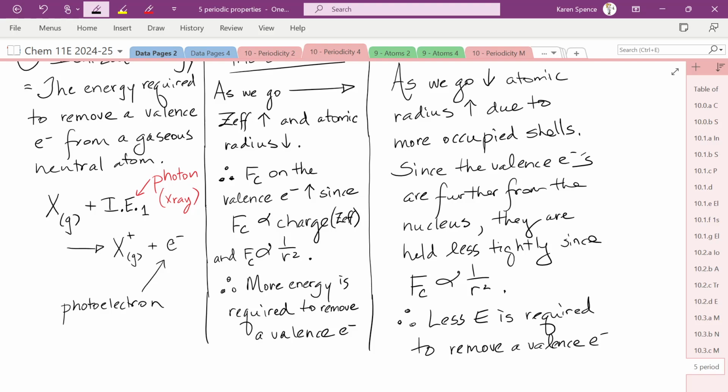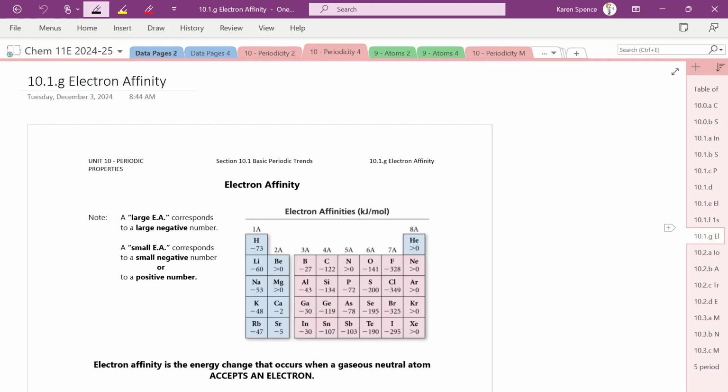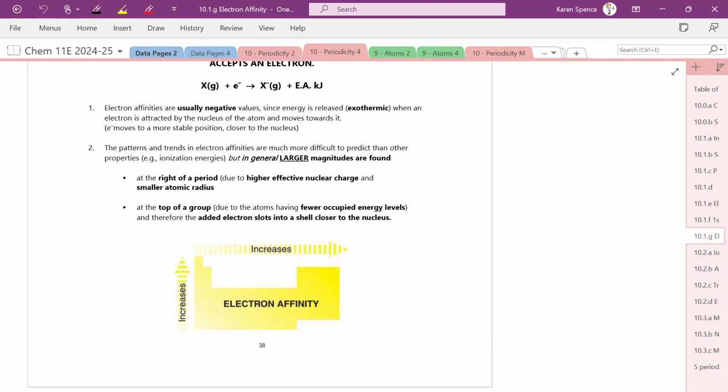Now I feel like with electron affinity, we might want to take a look at the actual notes on electron affinity first, because we've got pictures that might make it just nicer. So that will be 10.1 G, which is on page 38.